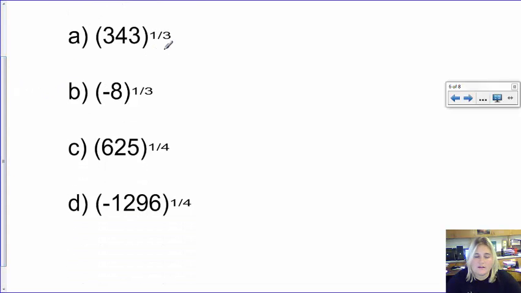So on these, again, I didn't say before, but you can always plug these right into your calculator and get yourself a nice quick answer. This one is asking us for the cube root of 343, and you can punch that in either way. It doesn't really matter. What that's going to get you is an answer of 7, because 7 times itself 3 times is going to get you 343.